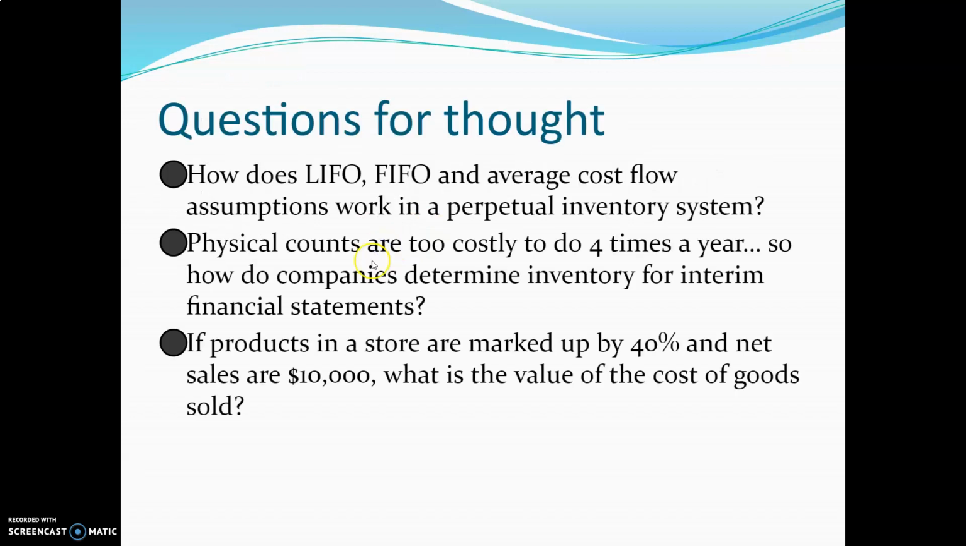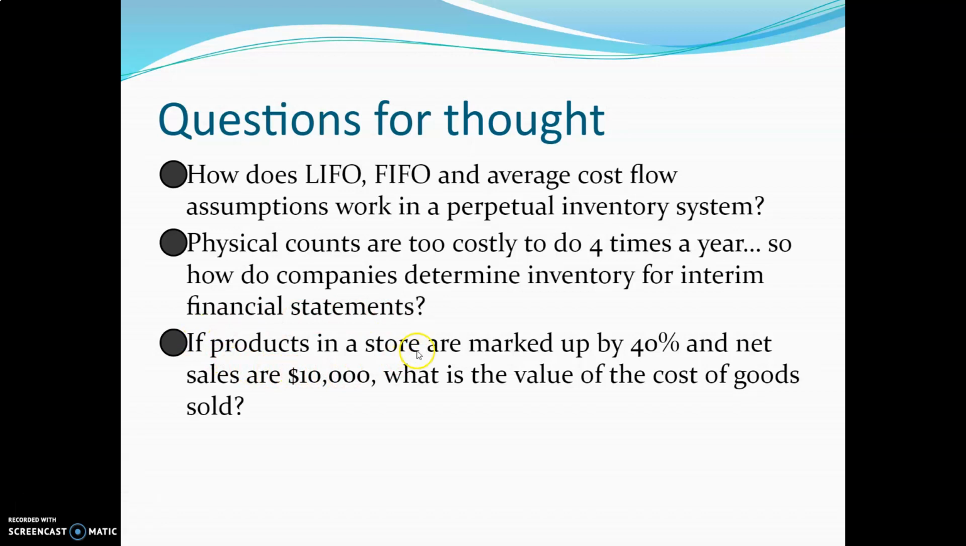So we move into what exactly we hope to answer in this lesson. How do LIFO, FIFO, and average cost flow assumptions work in perpetual inventory systems? Perpetual means they're updated as we go along, meaning every single time that we make a purchase or a sale, we're going to be using these cost flow assumptions. And physical counts are too costly to do 4 times a year, so how do companies actually determine the inventory for interim financial statements, meaning quarterly, monthly?